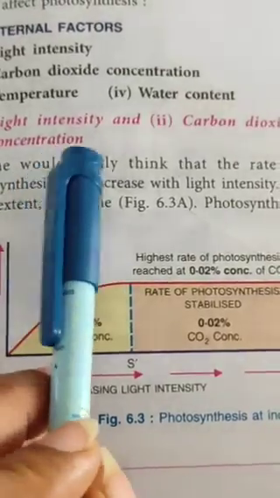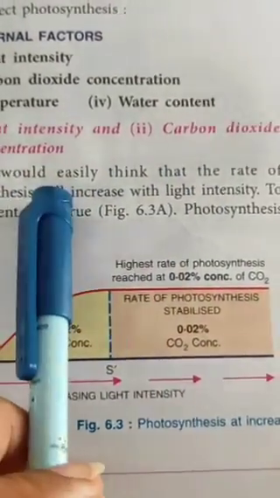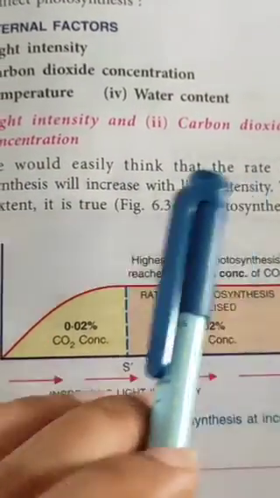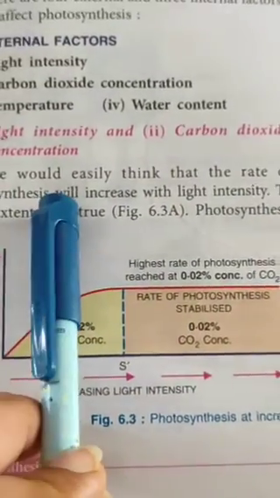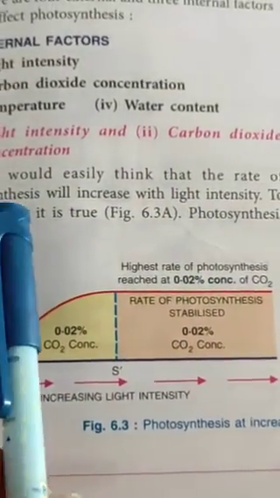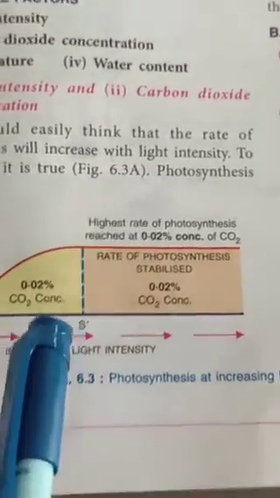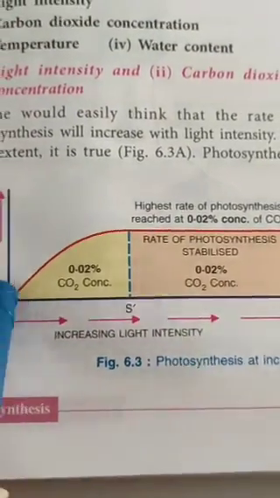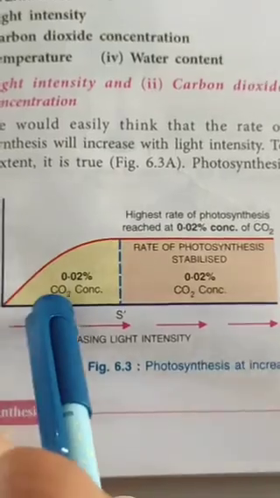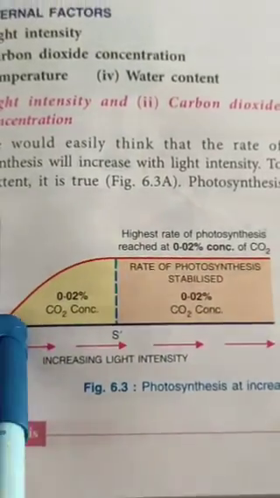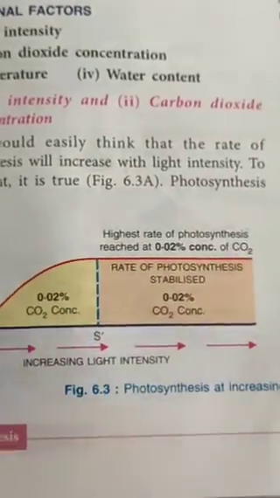So one would easily think that rate of photosynthesis will increase with increased intensity. जैसे जैसे लाइट बढ़ती जाएगी रेट बढ़ता जाना चाहिए. This is true but up to some extent only. So you can see here in this graph, आप देख सकते हैं rate of photosynthesis and this is the increasing light intensity. सो जैसे जैसे लाइट बढ़ाई जा रही है, रेट भी इंक्रीज हो रहा है.